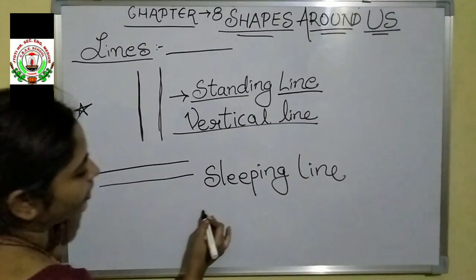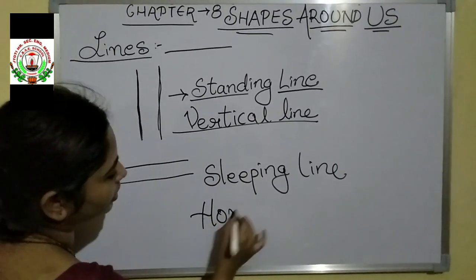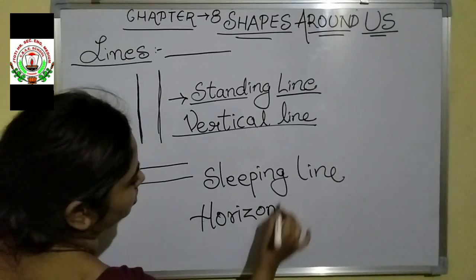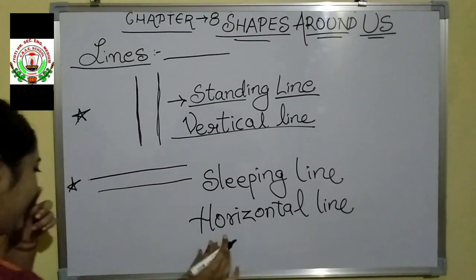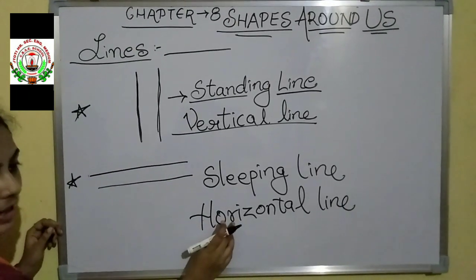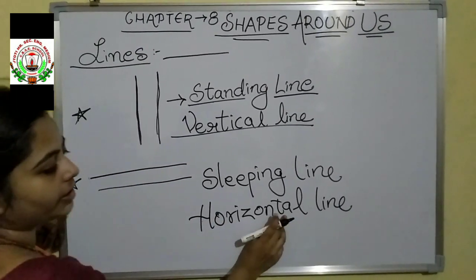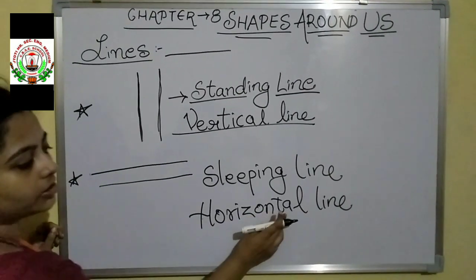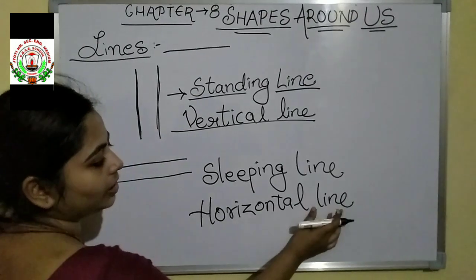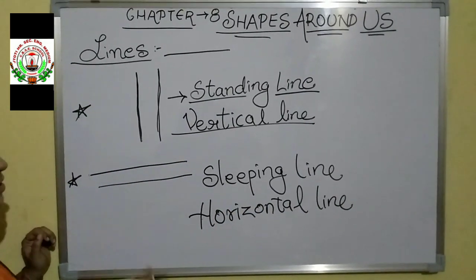Another name of this is horizontal line. What is it, children? Horizontal line. See the spelling? Horizontal. Horizontal line.